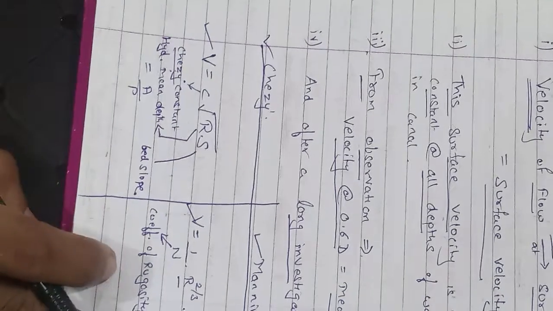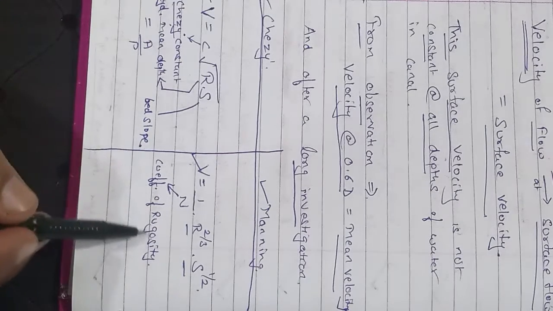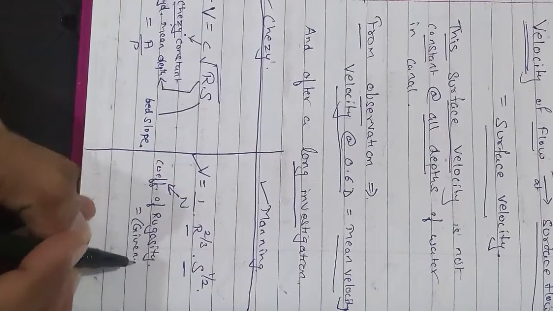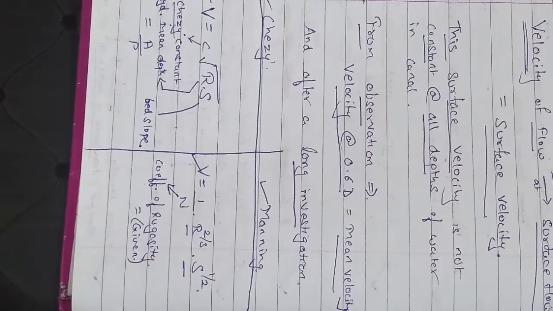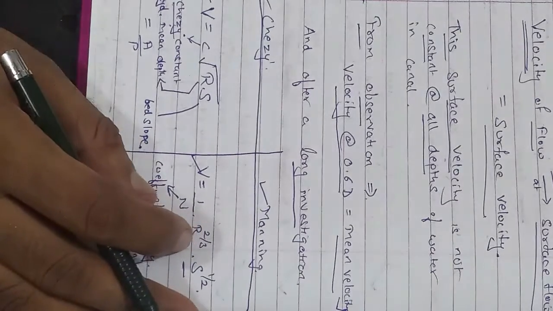Whereas Manning has given the equation as V equals 1 by n R to the power 2 by 3 S to the power half, where n is the coefficient of rugosity, the value of which will be directly given to you. Whereas the rest are known to you. R is hydraulic mean depth, S is the bed slope.